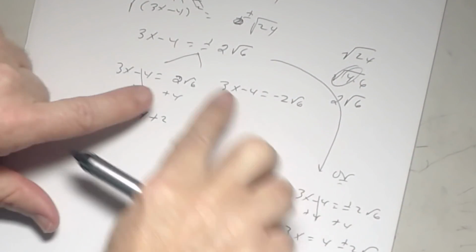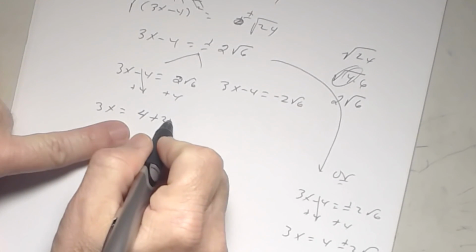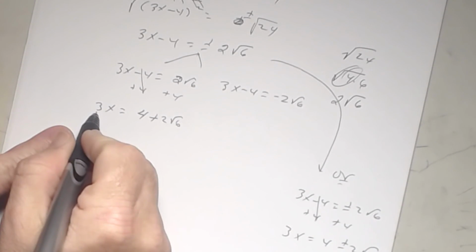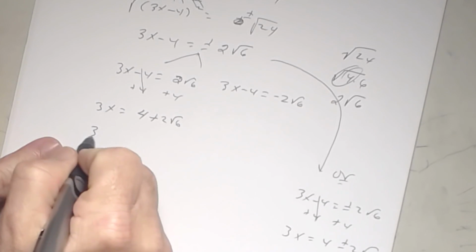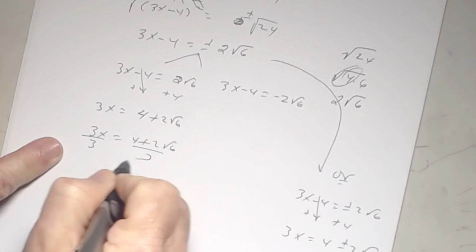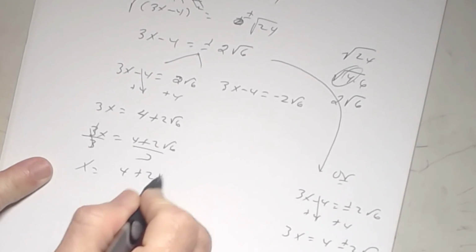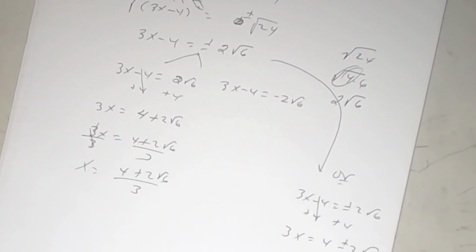You can, if you want to, split it apart. So here you'd say 4 plus 2 square root of 6, and then divide both sides by what? 3. And there's your answer. You cannot simplify, so there's your answer. So x is 4 plus 2 square root of 6 divided by 3. So there's one of them.